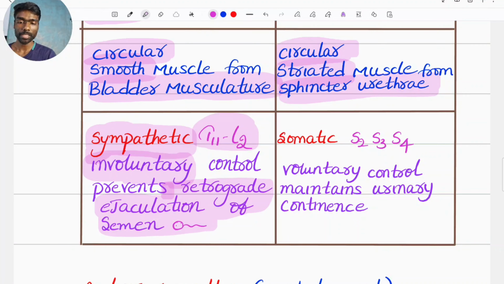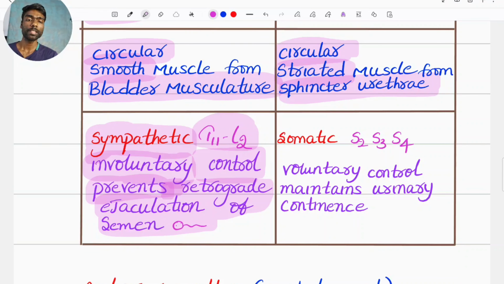Normally semen has to go anterograde to the outside of the urethra. Here, retrograde ejaculation means if semen goes back into the urinary bladder, it is called retrograde ejaculation. So here it controls retrograde ejaculation as it closes the way to the urinary bladder.